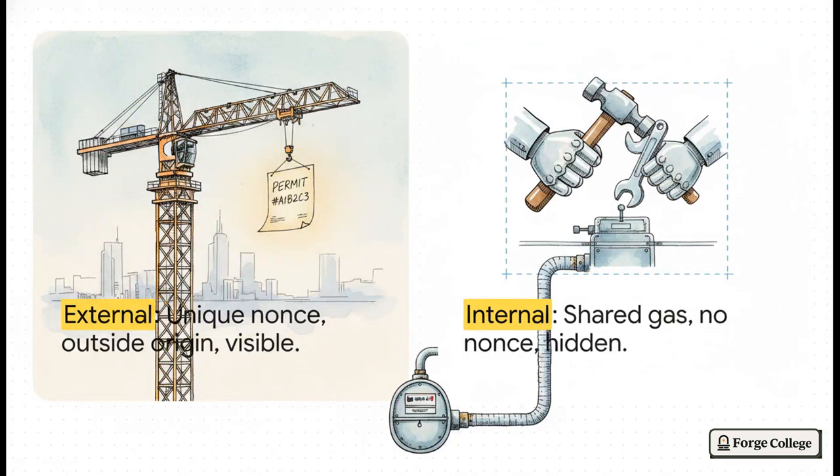Okay, the crucial point here is contrasting these two directly. Look at how the internal calls, our subcontractors, operate. They do not originate from outside the network. Instead, they're generated by opcodes like call or delegate call while a transaction is already running. Because of this, they don't get a unique permit number, they do not consume a nonce at all. They're entirely hidden from the mempool, basically sneaking onto the job site only after the general contractor has started working. And this is key, they share the main gas budget. A subcontractor doesn't pay for the building materials out of their own pocket, right? They just use the gas budget that was forwarded to them by the general contractor.